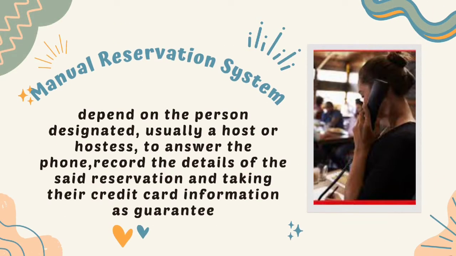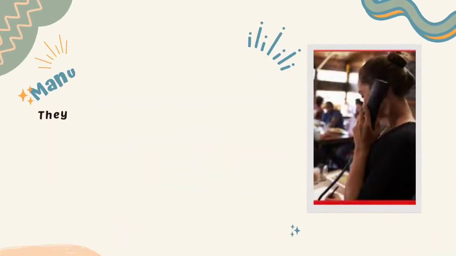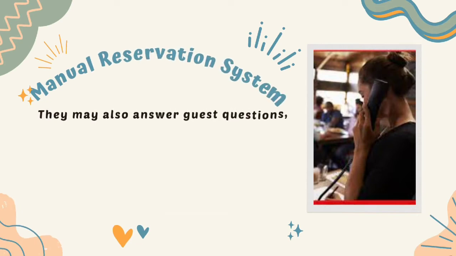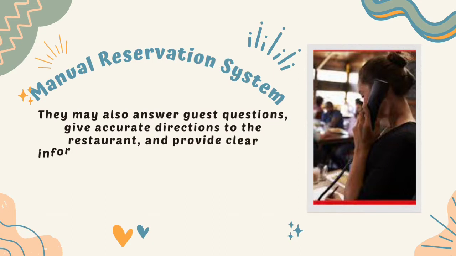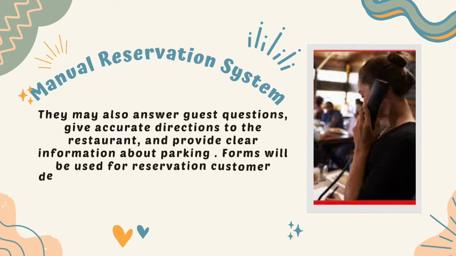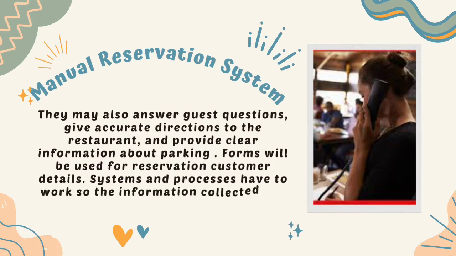In the manual reservation system, it depends on the person designated, usually a host or hostess, to answer the phone, record the details of the said reservation, and take their credit card information as guarantee. They may also answer guest questions, give accurate directions to the restaurant, and provide clear information about parking. Forms will be used for reservation customer details.